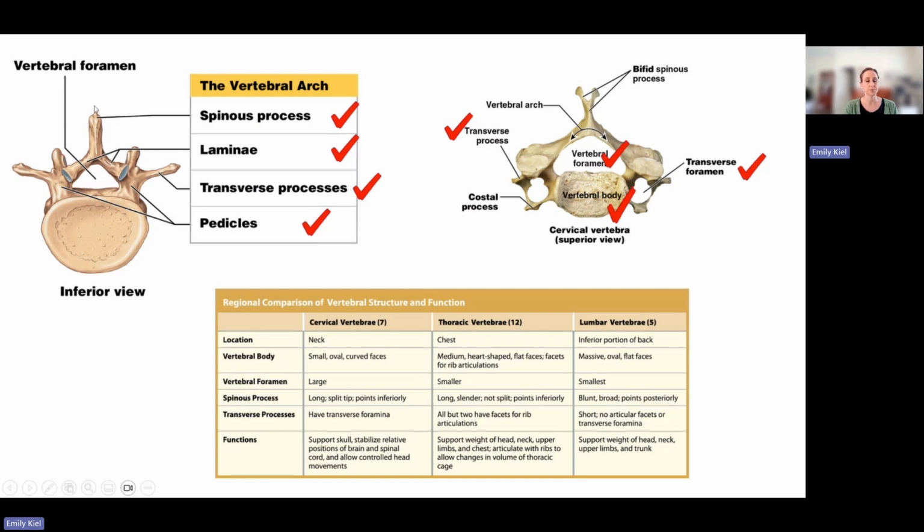You want to know the spinous process that pokes. In this case, it looks like it's poking up, but when you place it in situ, it's going to either poke posteriorly or maybe even inferiorly.